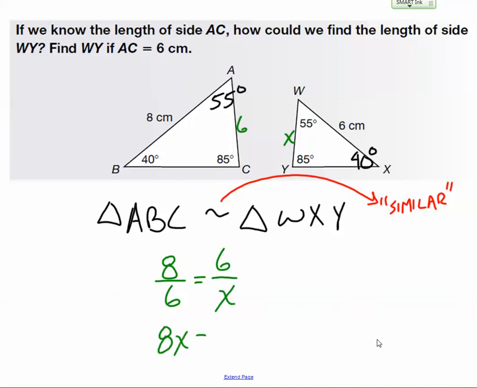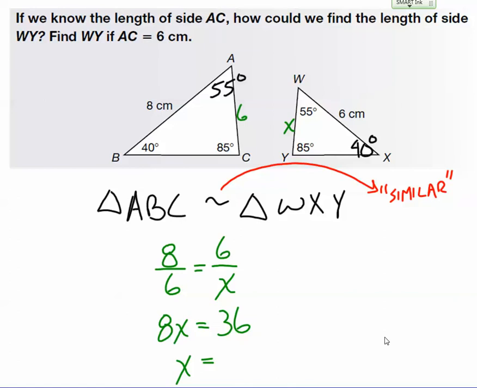Do cross products. 8 times x is 8x. 6 times 6 is 36. And we'll solve that proportion. 36 divided by 8 is 4.5. So WY must be 4.5 centimeters.